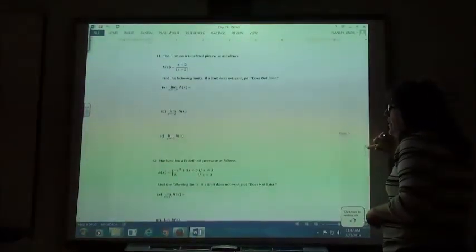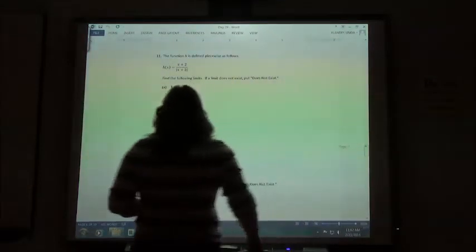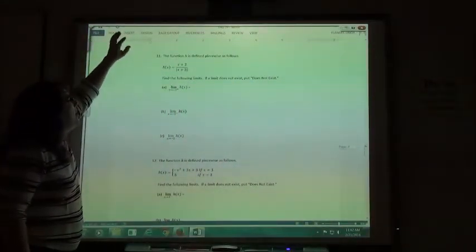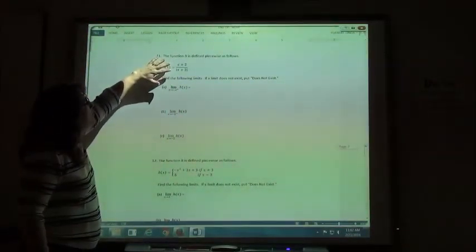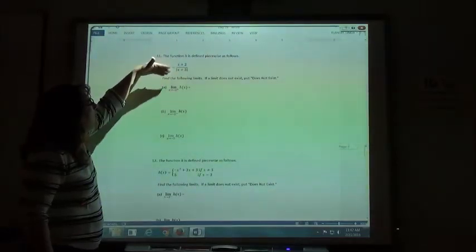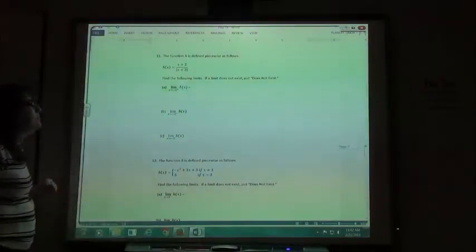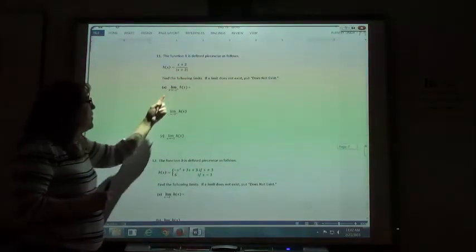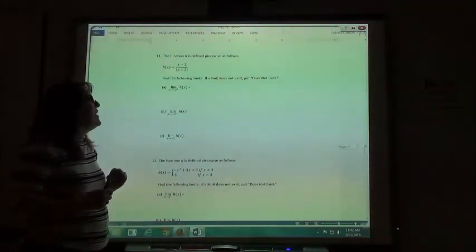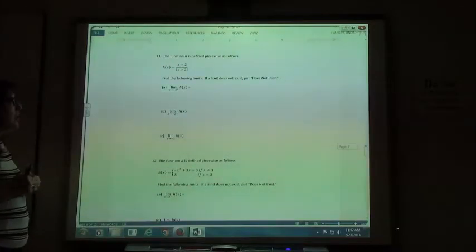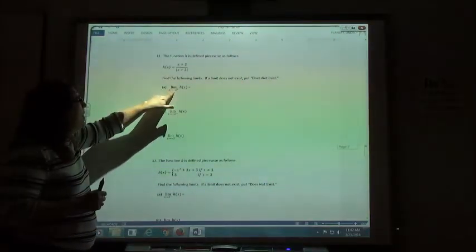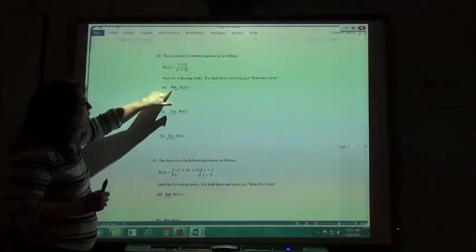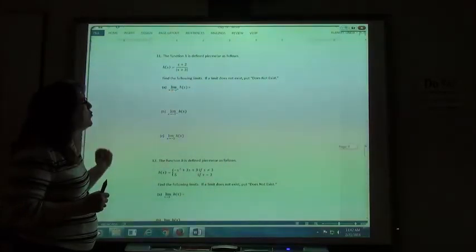So on number 11, this one, I have one with an absolute value in there, and so I have to think about my rules for absolute value. And so this is one where if I would put the -2 in there, I would get a 0. So I want to think about if I approached from the positive direction.